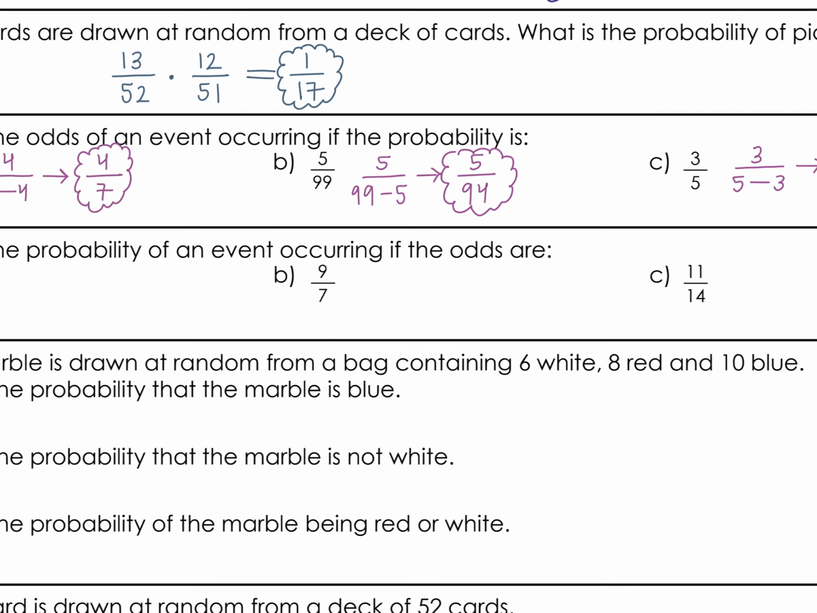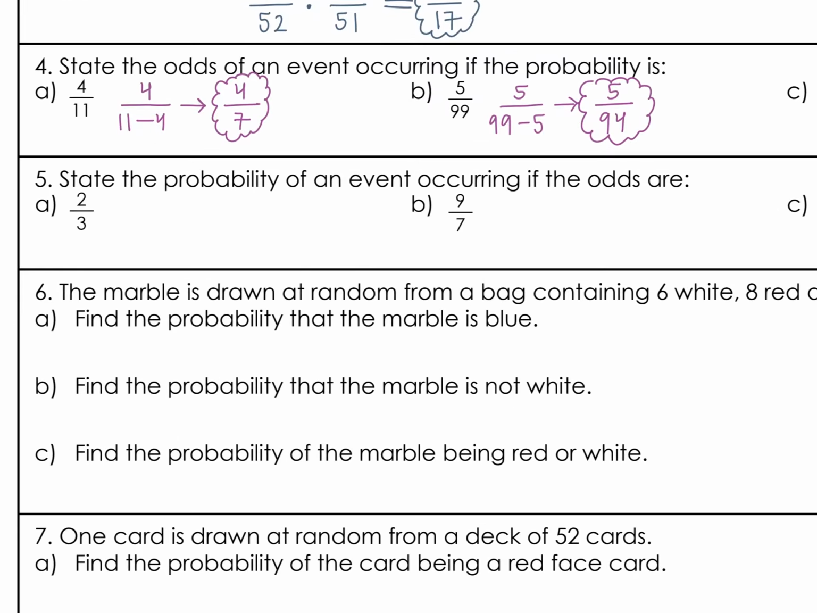So let's move into number 5 here, where they ask us to state the probability of an event occurring if what we're given is odds. So if these are odds, remember, once again, we have our successes in the numerator, so that's not going to change, over my failures, but I need total with probability. Therefore, I would add the 2 and the 3, my success and my failures, to figure out what is my total. So 2/5.